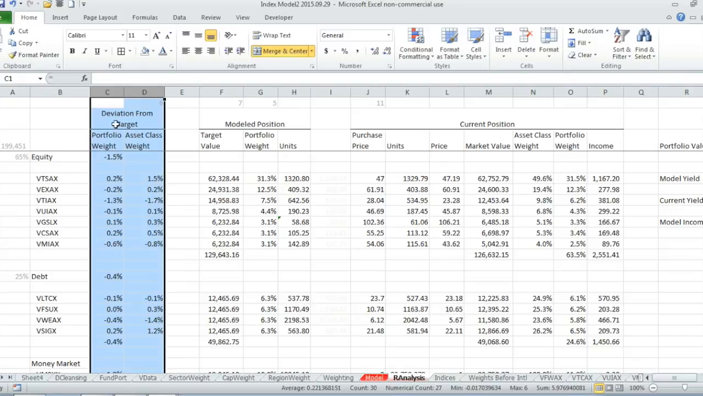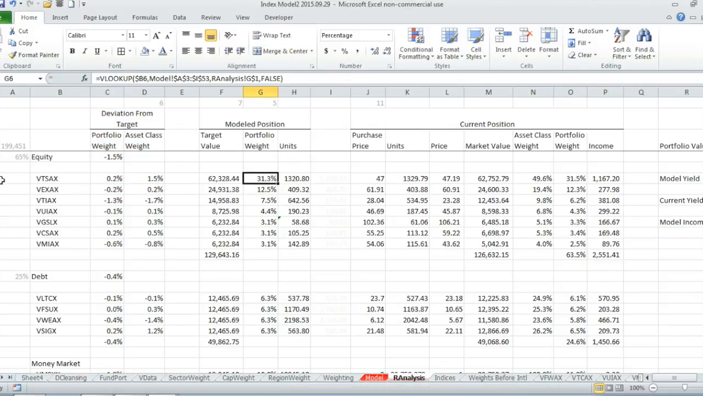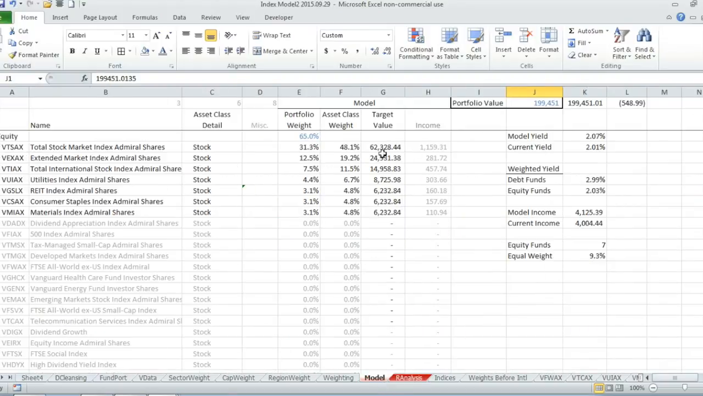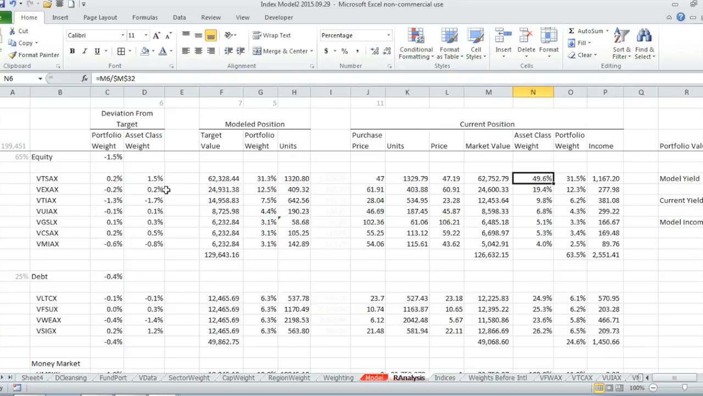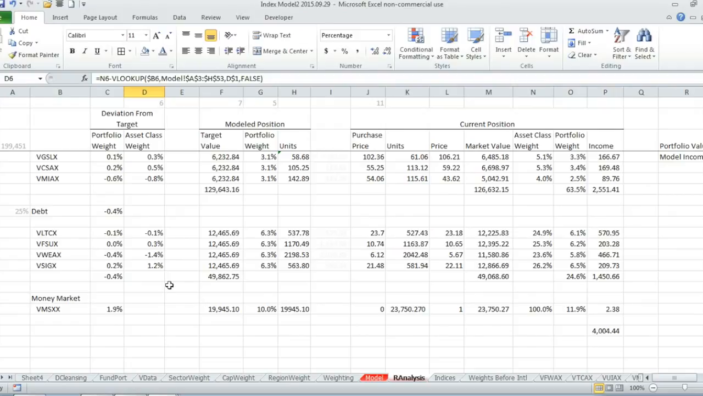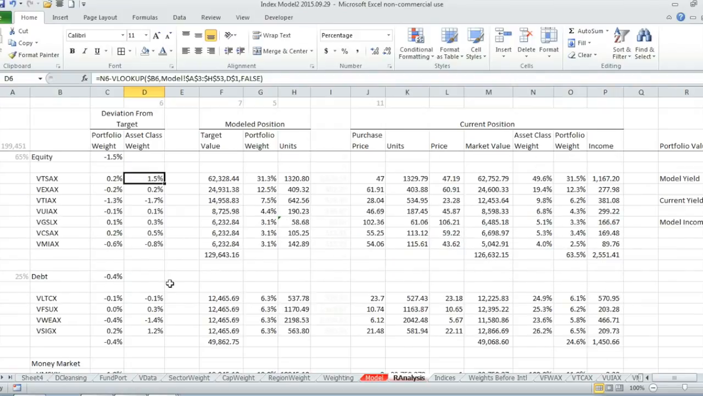You can see I've got column C and D highlighted. These are the deviations from the target portfolio weight and the asset class weight. The model position for the total stock market index was 31.5%, and the asset class weight is not listed here, but it's 40. The actual value is 49.6, and we want to add a 48.1, so it's only off by 1.5%. I think about rebalancing when they're off 10% either way. So just a little asset allocation model, good to practice with.